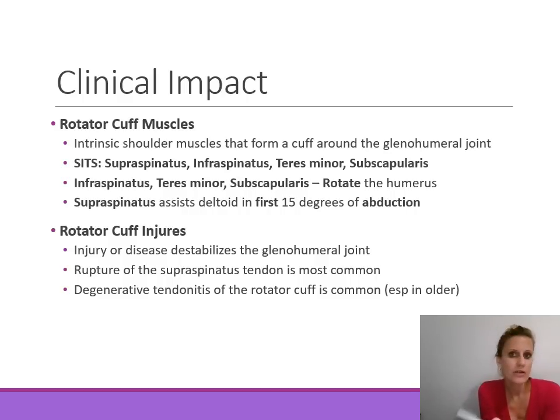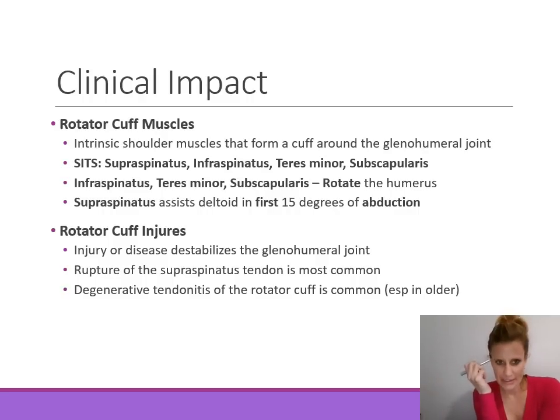SITS is the acronym to help you remember the rotator cuff muscles. Supraspinatus, infraspinatus, teres minor, and then subscapularis, that sits right underneath the scapula. So if you look at the back of the scapula, above the spine of the scapula is the supraspinatus. Below the spine of the scapula is the infraspinatus. Right below that is the teres minor, and then underneath the scapula is the subscapularis.